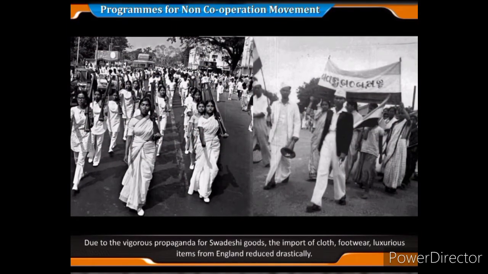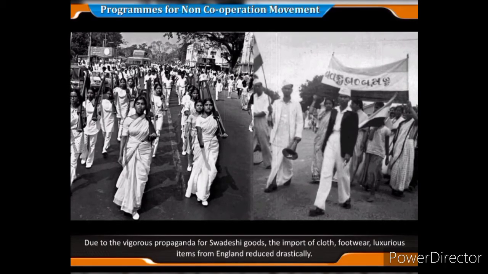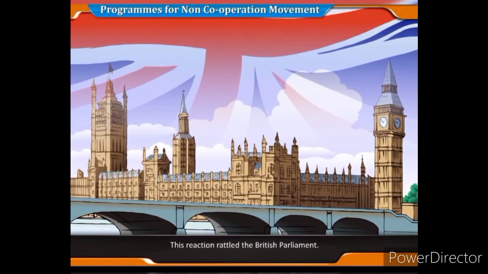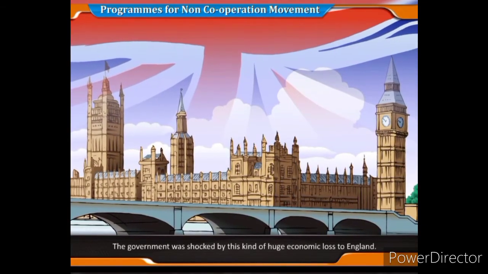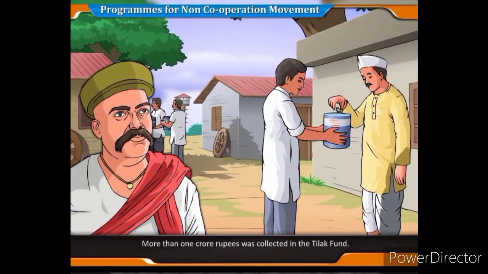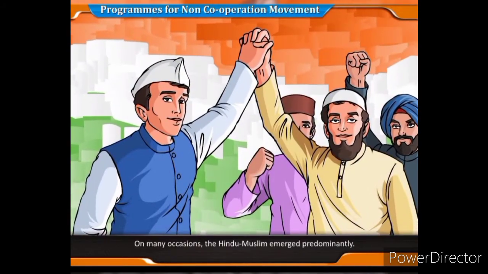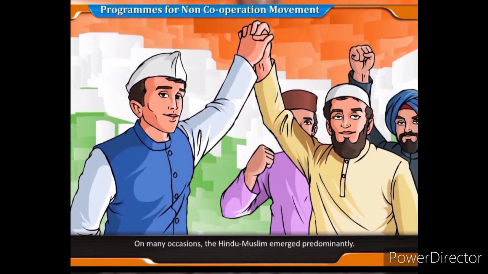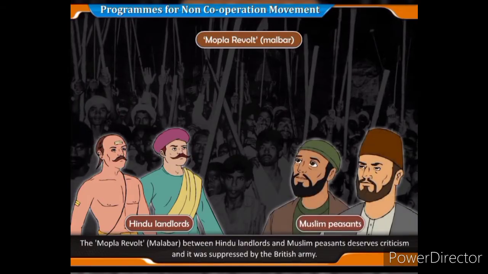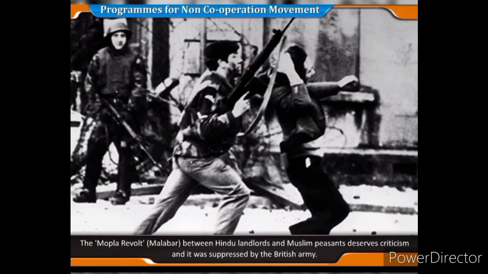Due to the vigorous propaganda for Swadeshi goods, the import of cloth, footwear, and luxurious items from England reduced drastically. This reaction rattled the British Parliament. The government was shocked by this kind of huge economic loss to England. More than 1 crore rupees was collected in the Tilak Fund. On many occasions, Hindu-Muslim unity emerged predominantly. The Mopla Revolt in Malabar, between Hindu landlords and Muslim peasants, deserves criticism, and it was suppressed by the British Army.